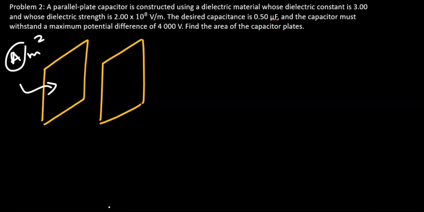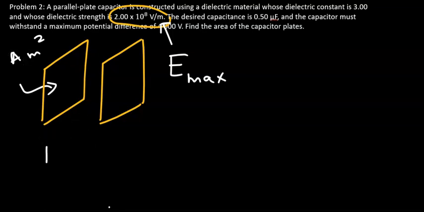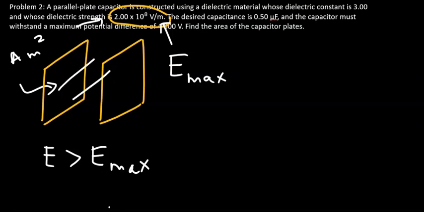Now note that we are given a dielectric strength of 2 times 10 to the power 8 volt per meter. Based on the units, that is quite simply the maximum electric field that can be placed in the region in between these two parallel plates. Any attempt to make the electric field greater than that maximum electric field, or what we call the dielectric strength of the material that fills up the region in between, will quite simply burn that dielectric material.